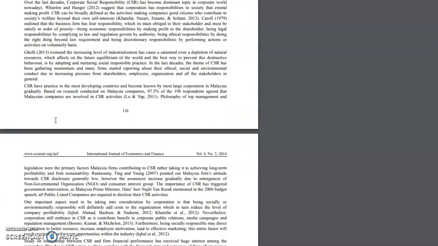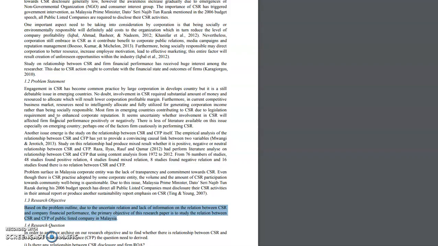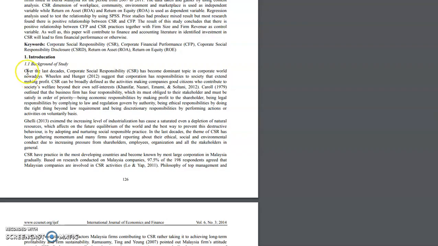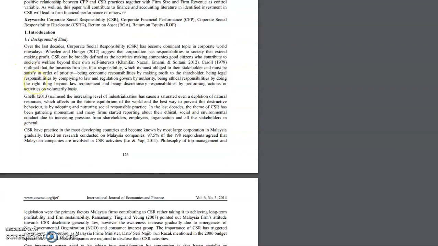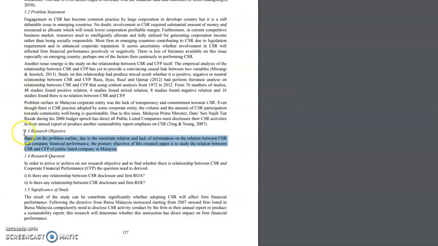So the research objective is part of the introduction. As you can see here, introduction is labeled as 1. Research objective is 1.3. It says here that the primary objective of this research is to study the relation between CSR and CFP of public listed company in Malaysia. So it's not as difficult as you might have imagined.